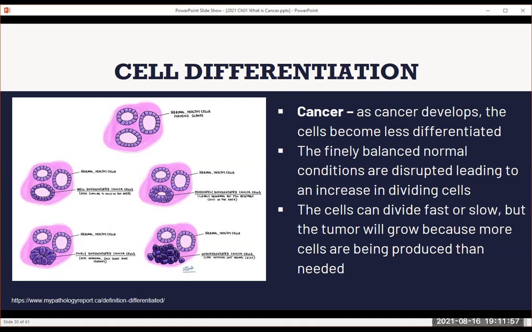So cell differentiation is a very fine balance under normal conditions that will keep everything the way it needs to be. But once the balance becomes tipped to where things are not differentiated or things are dividing too fast or dividing too slow, then that's where we start to get in trouble and where a tumor could start to grow.